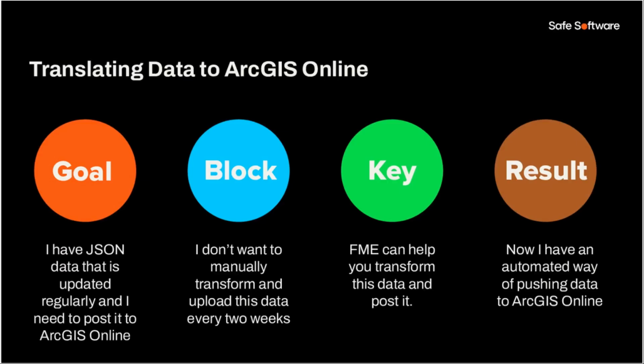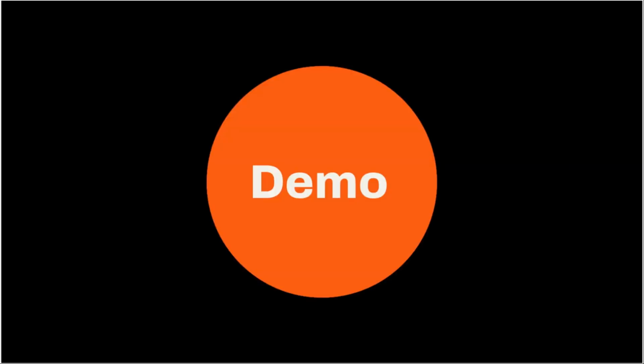So I'm going to move on to the demo portion of this section, which is translating data to ArcGIS Online. I'll quickly explain what our goal is. So our goal is we have some JSON data that is updated regularly, and I need to post it to ArcGIS Online, but I don't want to manually transform and upload this data every 2 weeks. This is where FME is so useful. FME can help you transform this data and post it. By utilizing FME, we can now have an automated way of pushing data to ArcGIS Online. We'll just begin the demo here now.